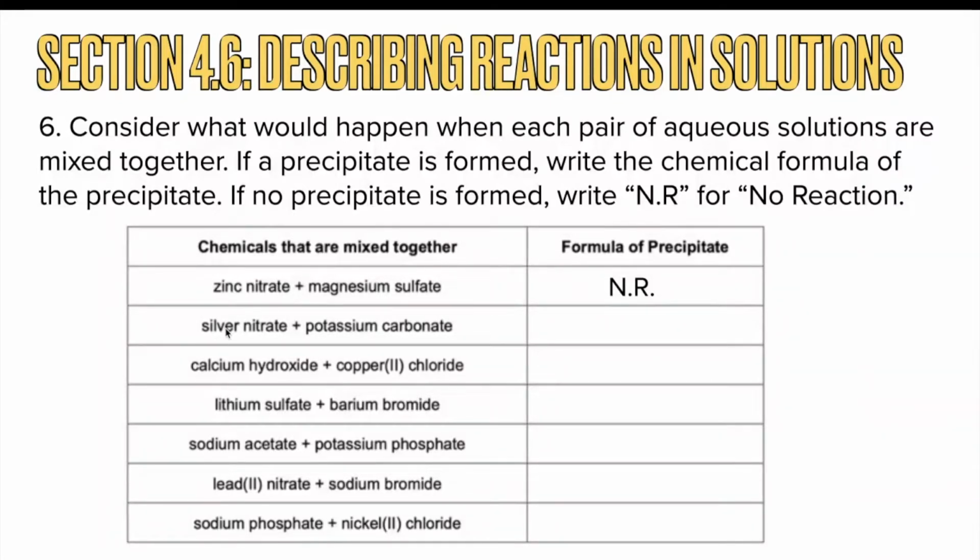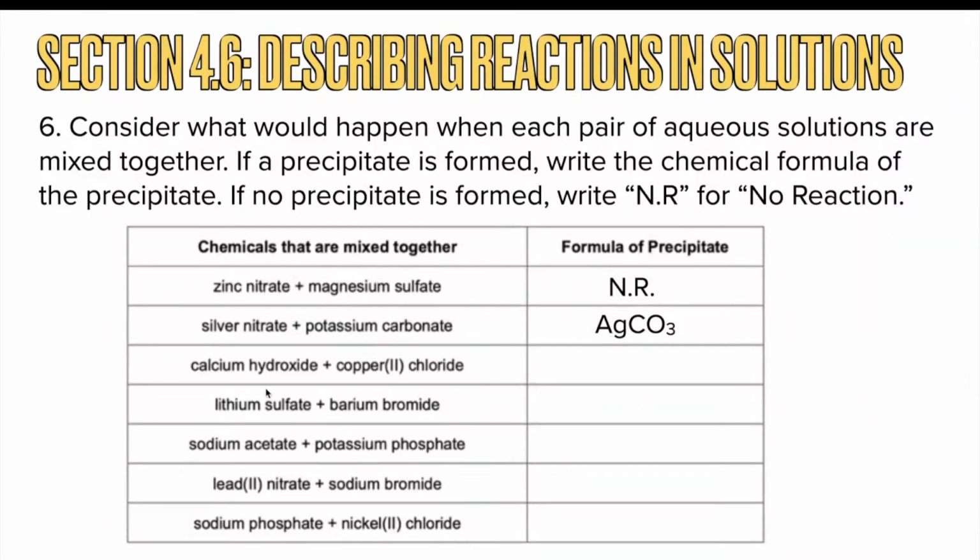Okay. Next, we've got silver nitrate and potassium carbonate. Yes, we have a precipitate. So silver is going to pair up with carbonate, potassium is going to pair up with nitrate. Potassium nitrate is soluble in water. Silver carbonate, though, is not. Most carbonates are not. And silver is one of those rare ions where anytime you see silver, it's probably going to form a precipitate.